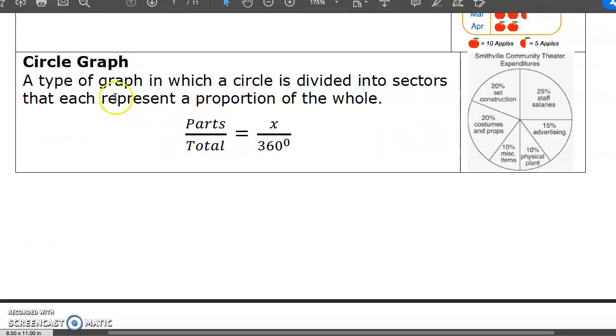A circle graph, a type of graph in which a circle is divided into sectors. Each slice of this pie is referred to as a sector, that each represent a proportion of the whole. So we can determine if we know the parts out of the total for a specific sector by solving this equation. Another solution is if you know what percentage it is of the total, multiply that decimal value times 360 degrees to get the angle. Hopefully we have time to investigate how to create circle graphs on spreadsheet software such as Microsoft Excel.